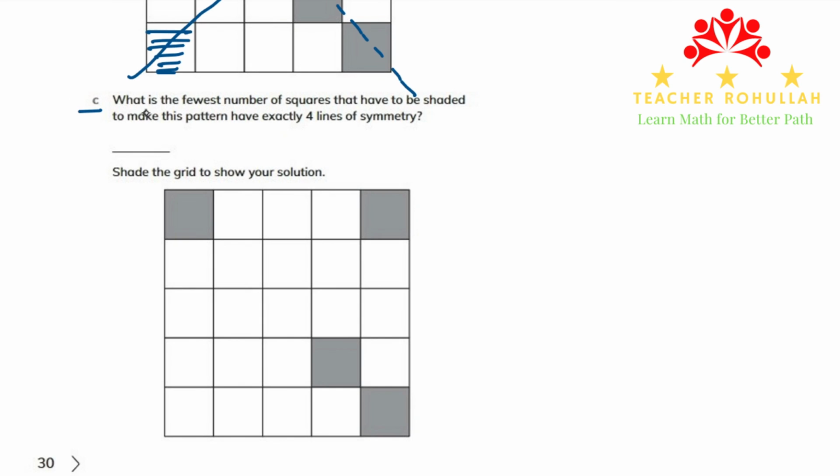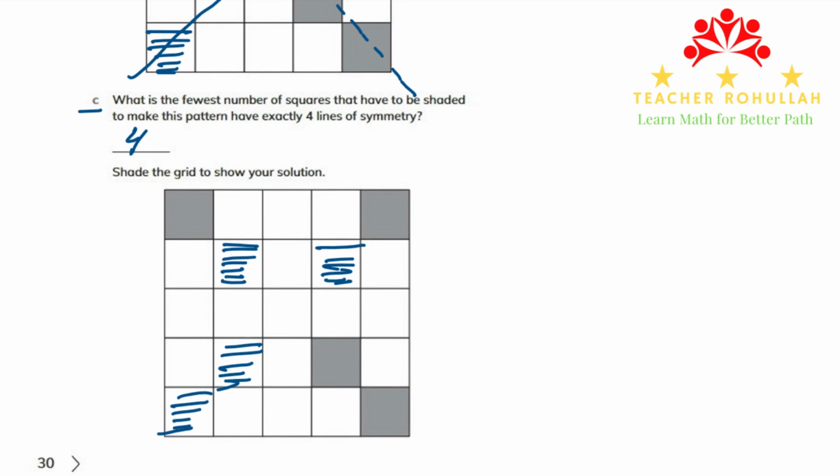In part C, it says, what is the fewest number of squares that have to be shaded to make this pattern have exactly 4 lines of symmetry? I can say that the fewest number of squares that we can shade and gives us 4 lines of symmetry is 4. Here it says, shade the grid to show your solution. Okay, we will shade it. So one here, one here, one here, and one here.